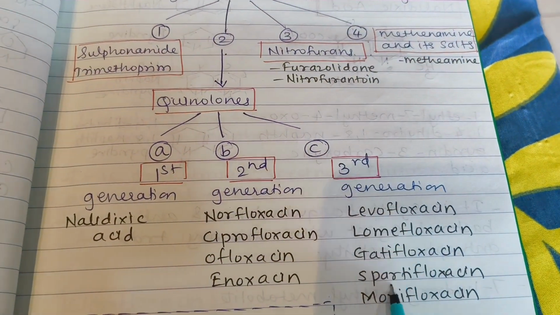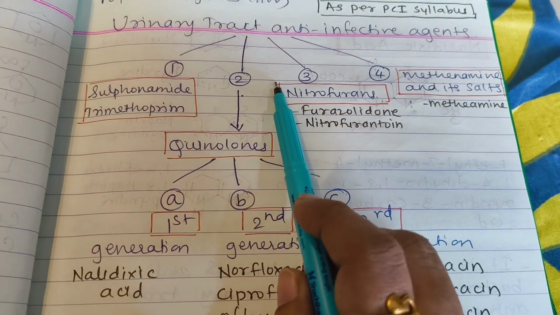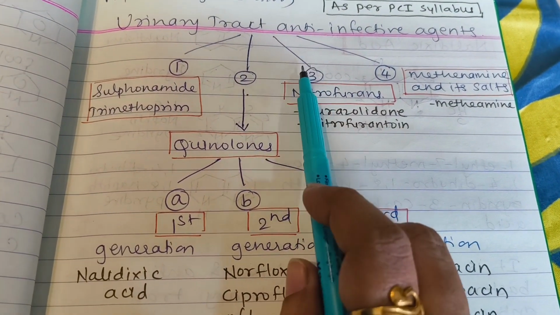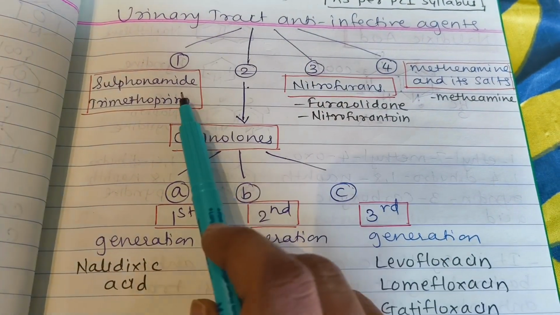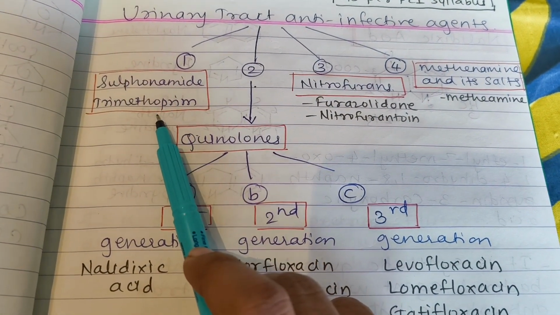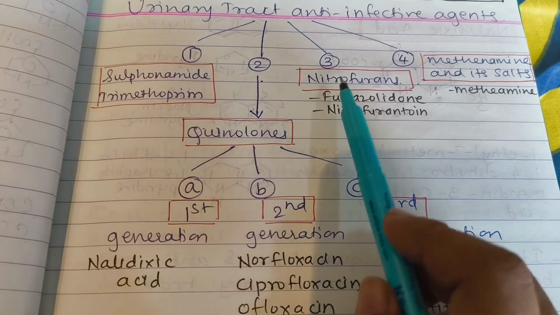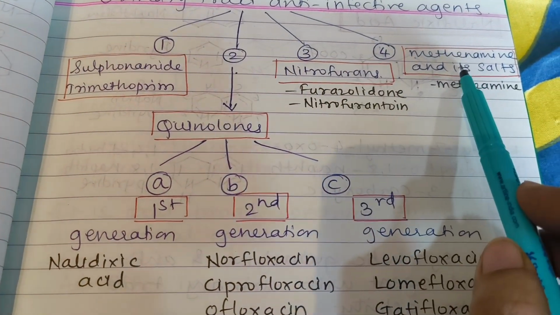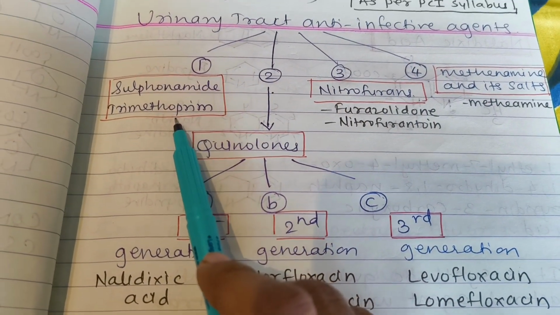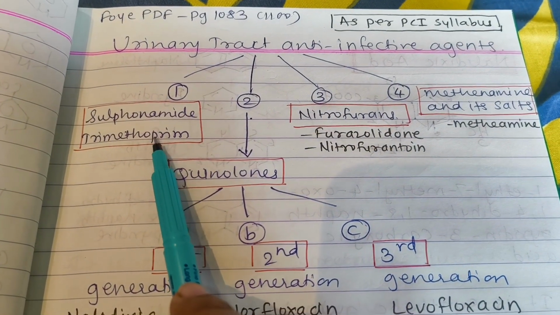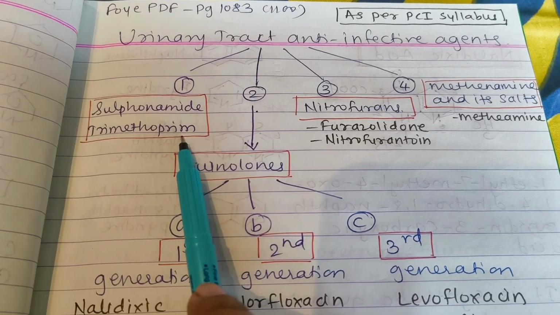I have written here under each class with black pen. So let us first see the classification of these anti-infective agents. They are mainly classified into four broad groups: sulfonamides and trimethoprim first, the second group is quinolones, then nitrofurans, and methenamine and its salts. Now sulfonamides and trimethoprim are not given under the PCI syllabus for this chapter.